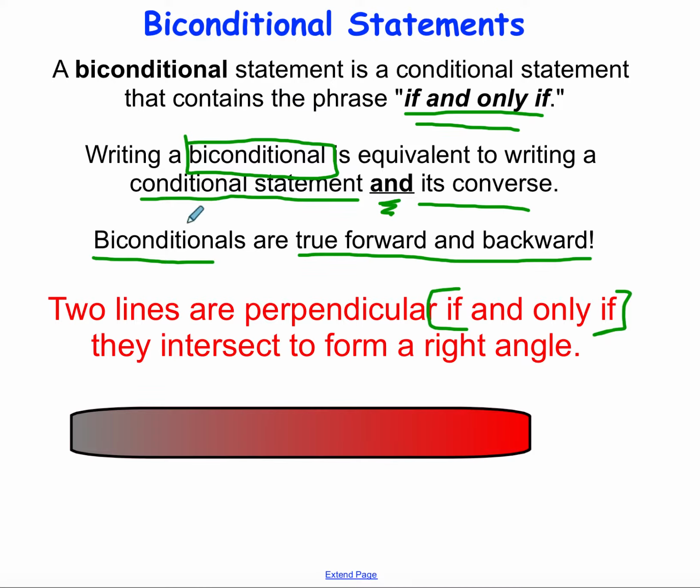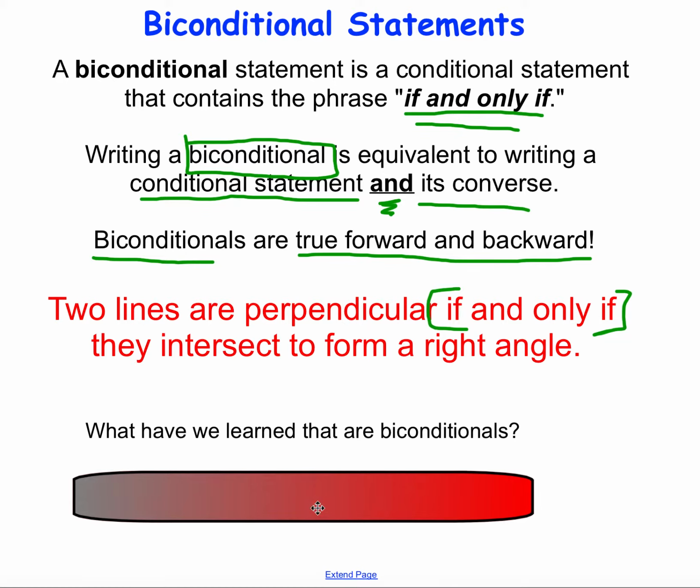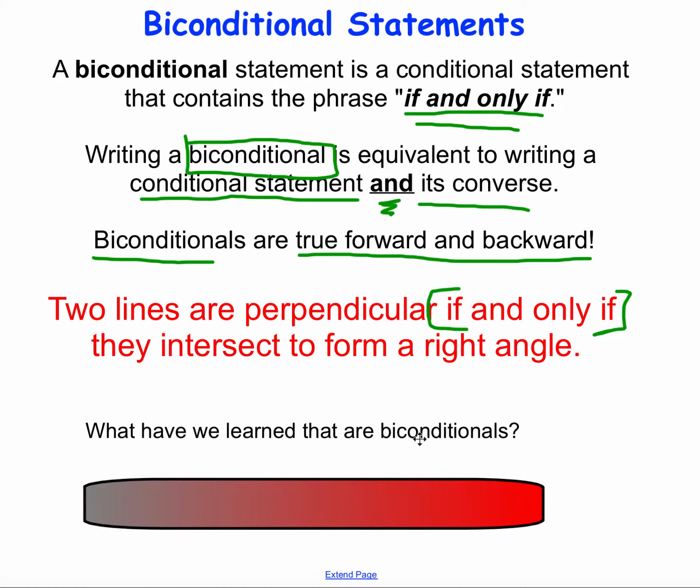In that case, if biconditionals are true forwards and backwards, what have we learned? What things have we learned that are biconditionals, that we could add this if and only if? Think about that for just a second. Pause the video and think about what things we have learned that are biconditional statements.